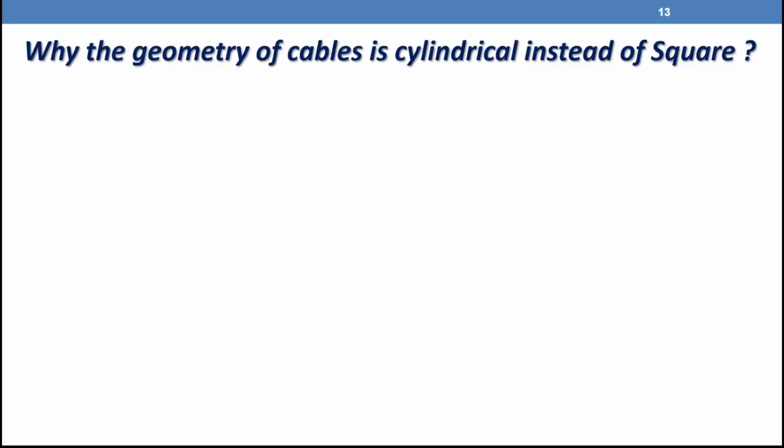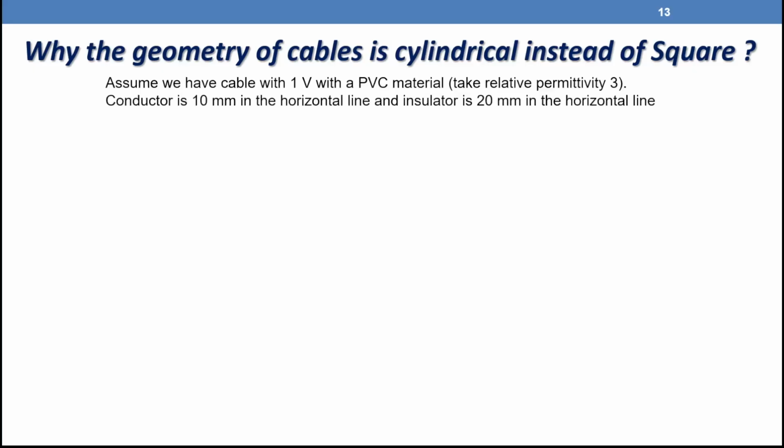A common question from our students: why is the geometry of cables cylindrical instead of square? So we need to answer this question. So let's take a cable with 1 volt, per unit, PVC material, relative permittivity is 3. I'm going to take the conductor as 10 millimeter radius and the insulator is another 10 millimeter, so from the center point it will be 20 millimeter in the horizontal line.